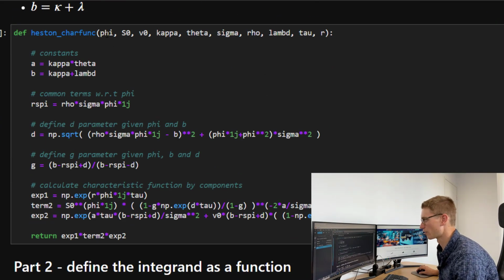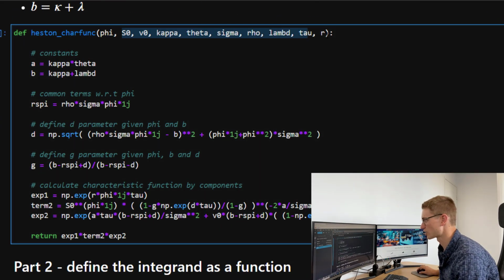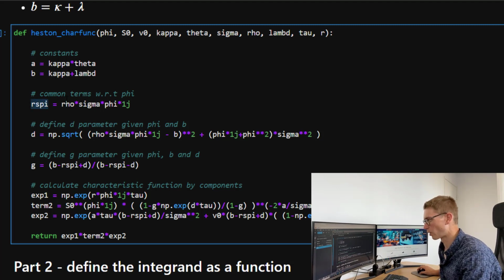Here you can see that I've got phi and then all my terms: S0, V0, kappa, theta, sigma, rho, lambda, tau, and r. We're calculating the constants a and b. I'm combining this term called rasp, which is just because it shows up a lot. So that's rho sigma times phi times the complex number, which is just 1j in Python.